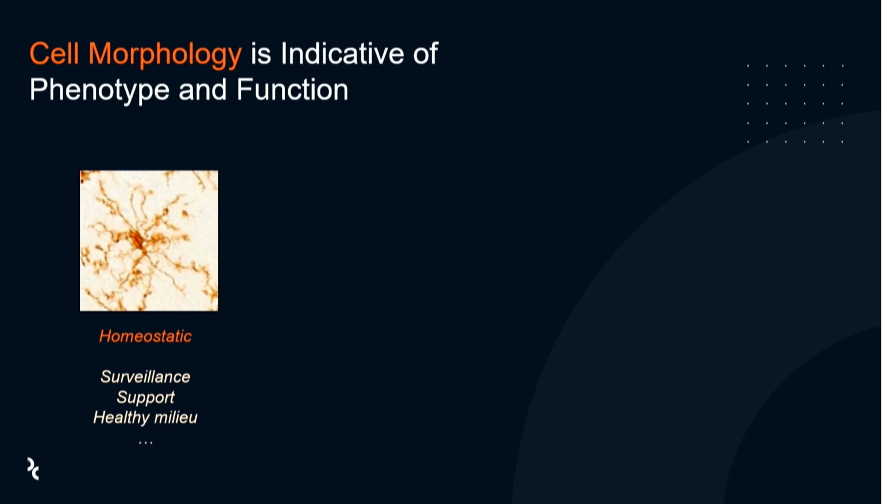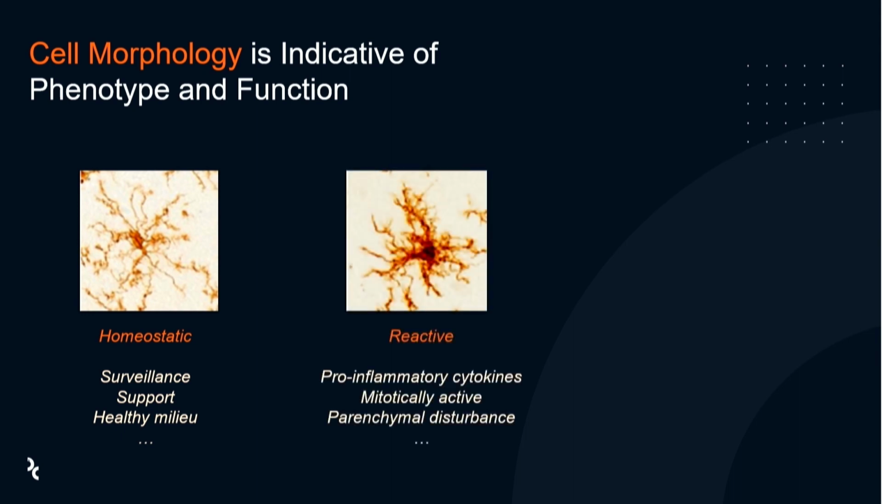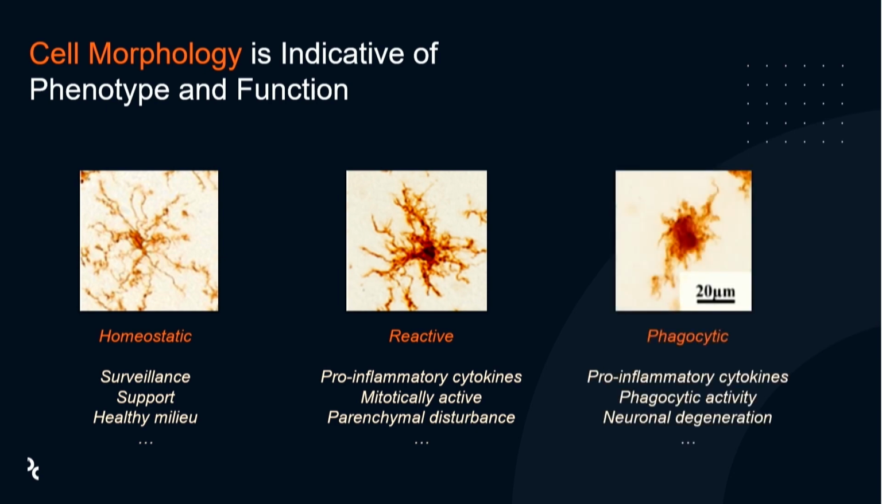So it's well known that cell morphology is indicative of phenotype and function. For instance, here we can see a homeostatic microglia. This morphology indicates a very healthy environment and a surveillance state. However, reactive microglia respond to a trigger in the environment, and they release pro-inflammatory cytokines, proliferate, and change their morphology accordingly. Now, if there's neuronal degeneration, you can see a very dramatic change in the phenotype. They alter their morphology, and then this can result in phagocytosis.